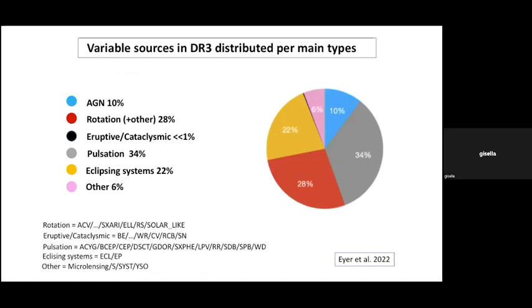This is the distribution for different types. The largest number of variables in DR3 are pulsating stars, 34%. But then there are also a large number of rotation-induced variables, 28%, and eclipsing systems, 22%, but also AGN and other types. So it's a large variety, with good numbers.